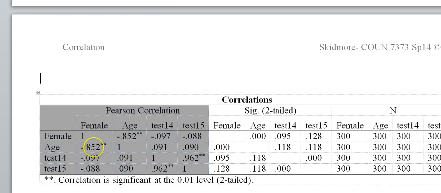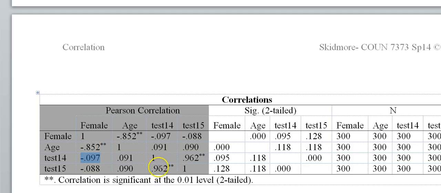So you'll see, negative 8.52, but we're not working with that one. Negative 0.097 between female and test 14. Notice it's not statistically significant. There's no asterisks there. And you see the exact same thing over here, which is female by test 14. And here we have test 14 female. So it's a symmetric table.